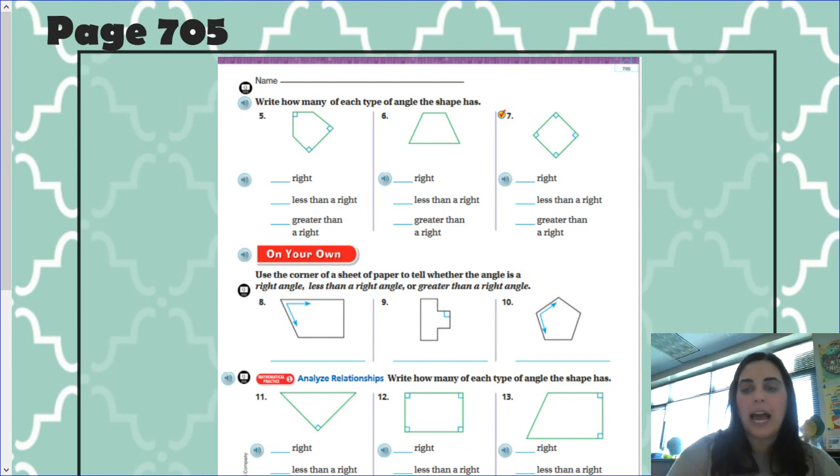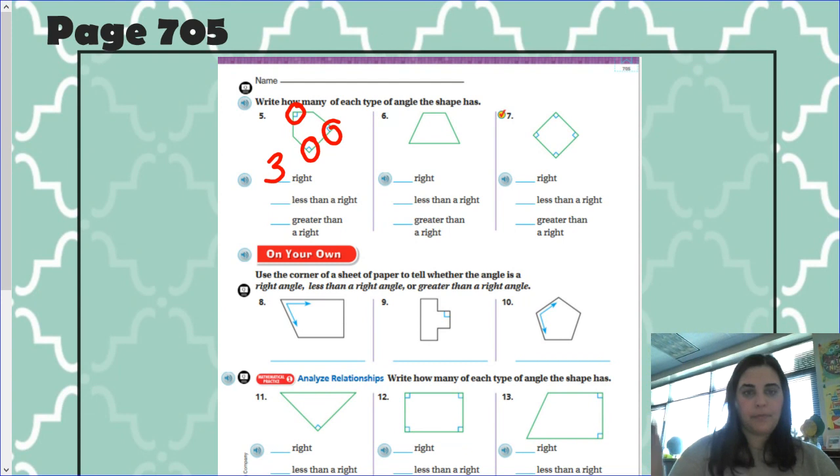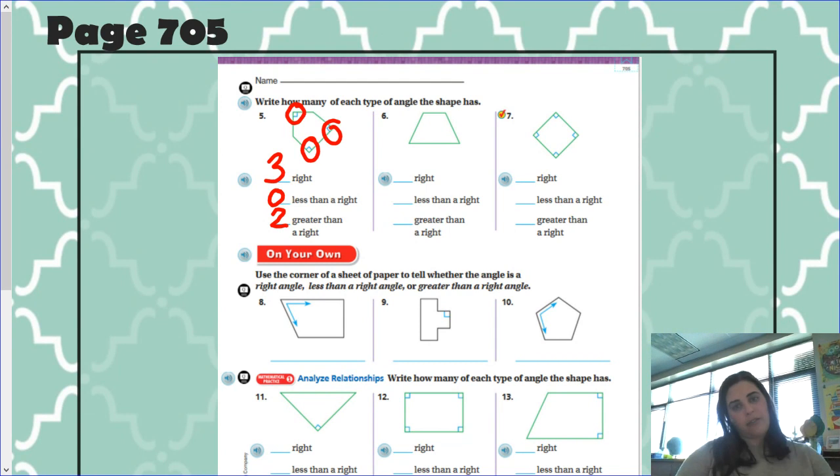Right away, I can see that there is one here. 1, 2, and 3. Okay. Does this have any that are smaller than a right angle? So these are the only 2 angles left, and that would be a no. Those are both greater than a right angle.